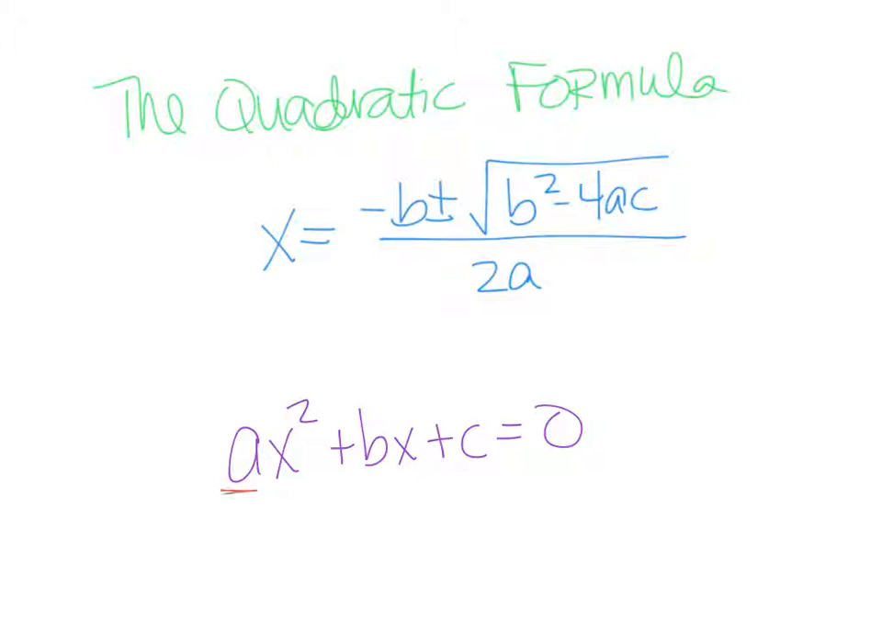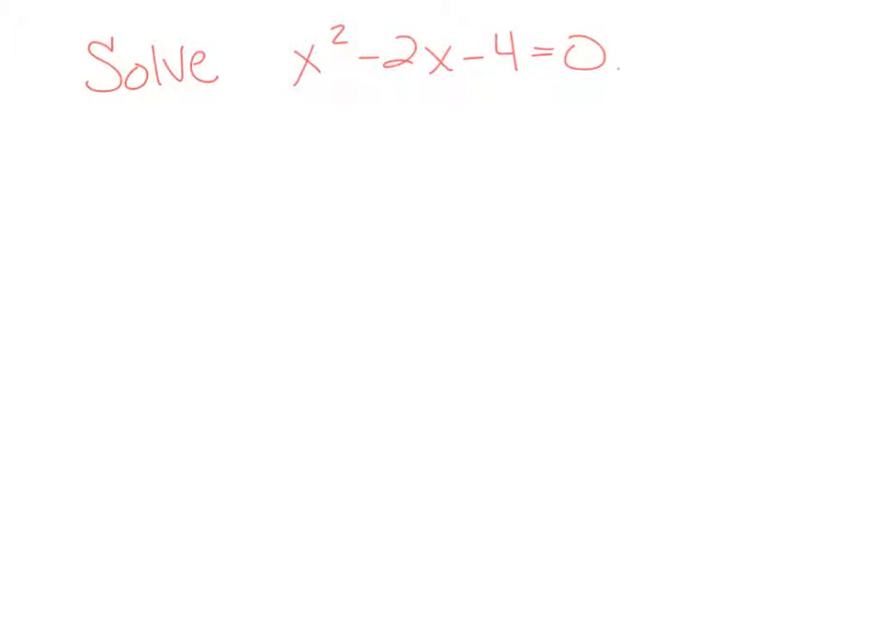And then you get your a, your b, and your c out, and you plug them in accordingly. We're going to look at some examples. So solve x squared minus 2x minus 4 equals 0.